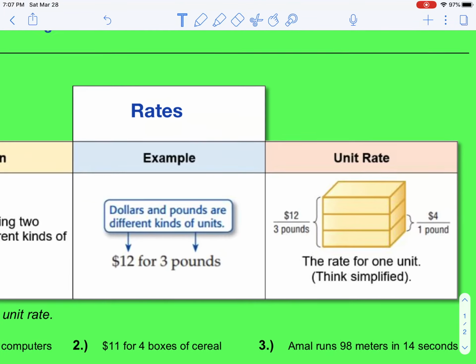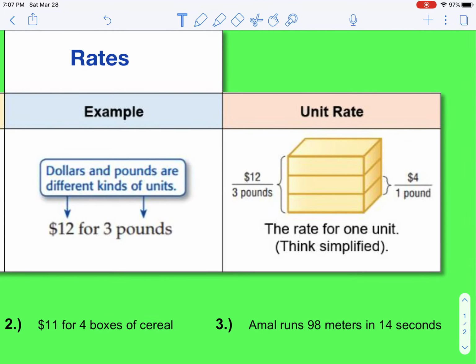Now a unit rate is more specific. A unit rate compares whatever it is that you're talking about, so in this case money, to 1 unit. So instead of $12 for 3 pounds, I want to know how much money it cost me for 1 pound. So if you take a look at our picture, it's broken into 3 sections for us because there's 3 pounds, and you'll notice that $4 for 1 pound is equivalent to $12 for 3 pounds. So really the thing that we're doing here is we're simplifying. So in our example, we have $12 for 3 pounds. If I do 12 divided by 3, I get 4, and that's how I got my answer.